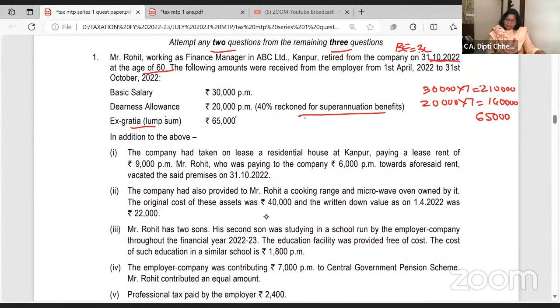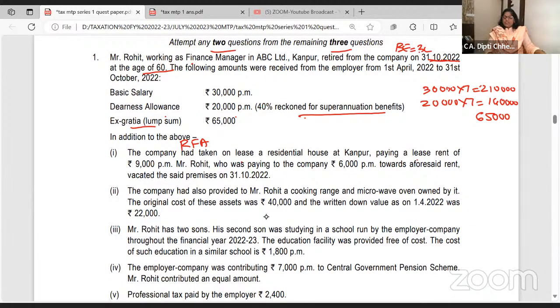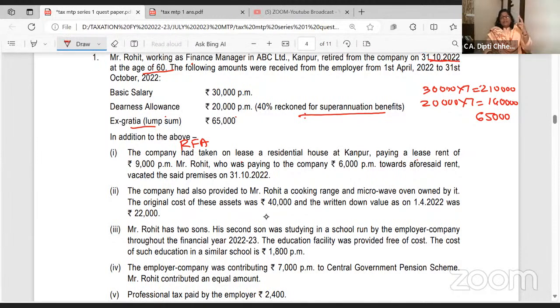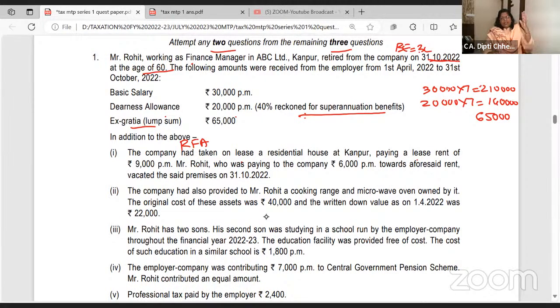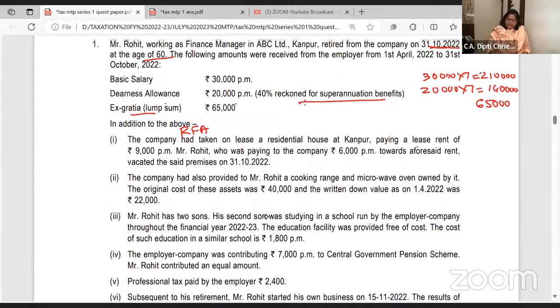Now, the company has taken a leased rent house in Kanpur. You know, even this is like rent-free accommodation. Even if they give rent-free accommodation first, I would suggest you take it last, because what's the definition of salary for RFA? Basic, DA, whatever for retirement terms, 40%, fees, bonus, commission, and all the taxable allowances. So there might be some allowances ahead which are taxable. Whatever allowance you receive, less exempt under section 10(14). So taxable allowance you will take.